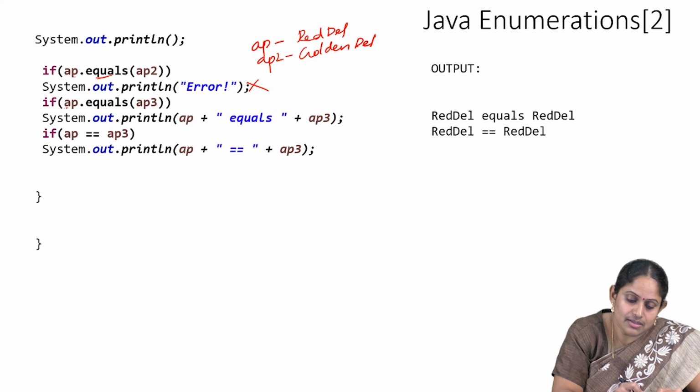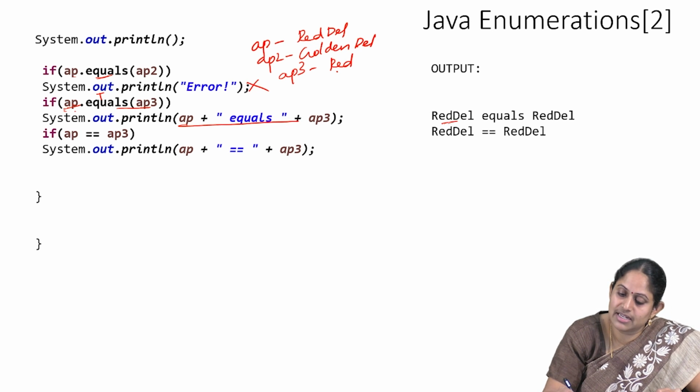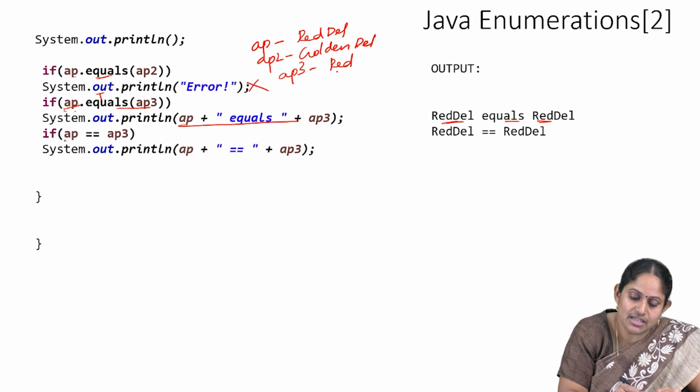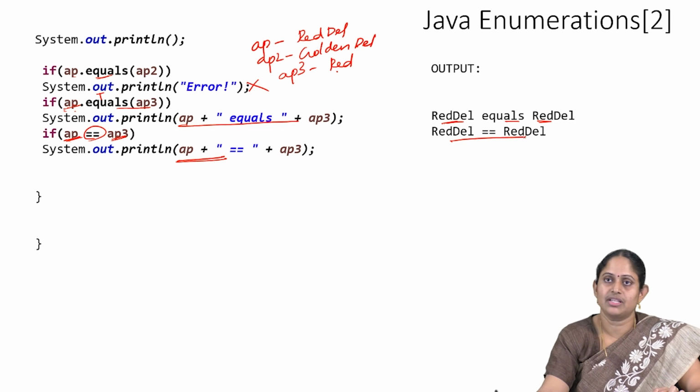Next, AP equals AP3. AP is Red Del and AP3 is also Red Del. So they both are equal, hence it will return true. So you get this output printed: Red Del equals Red Del. Similarly, we are checking with the equality operator. Using the equality operator, we are checking the equality of AP and AP3. They both are equal, so the statement will be printed. So you get this output.